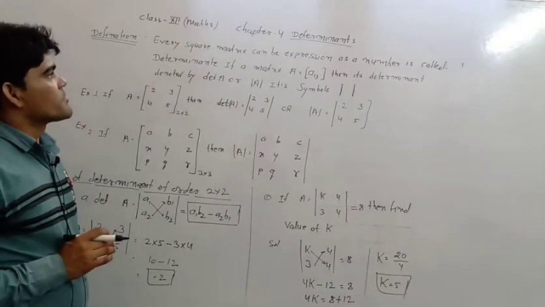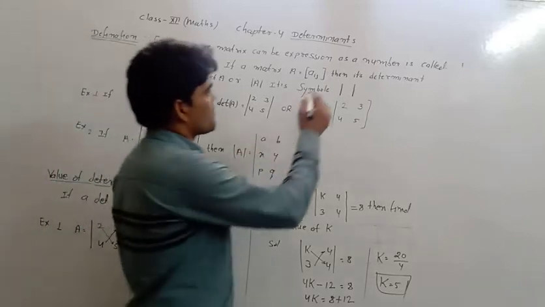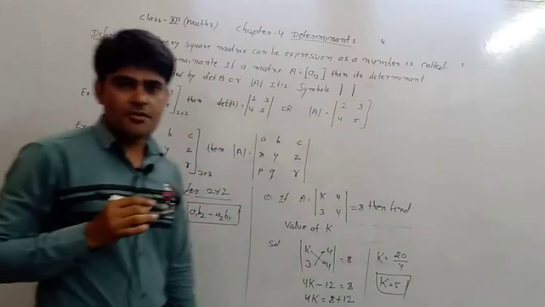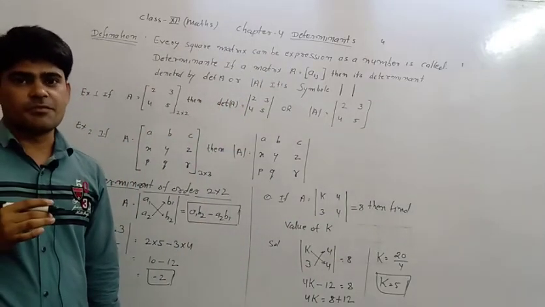Start chapter number 4, determinant. It is the 4 marks chapter. It means every year we get a 4 marks question in this chapter.